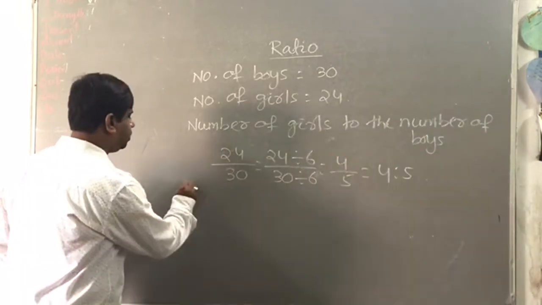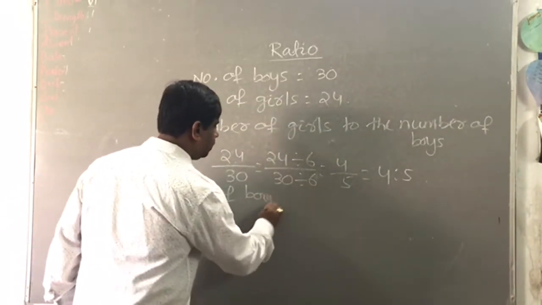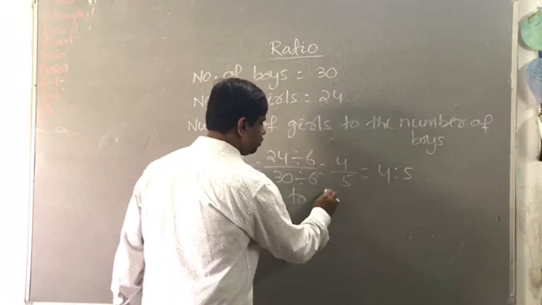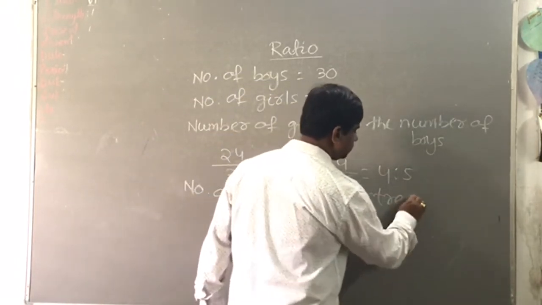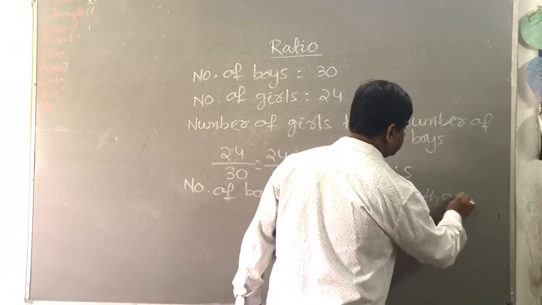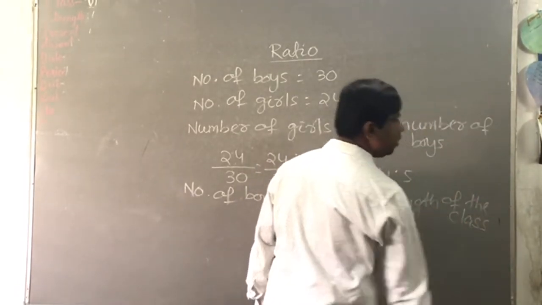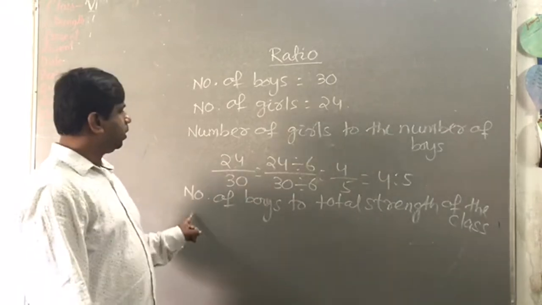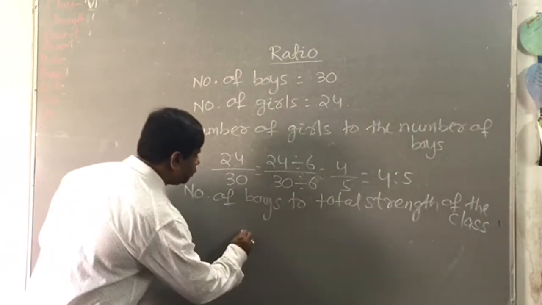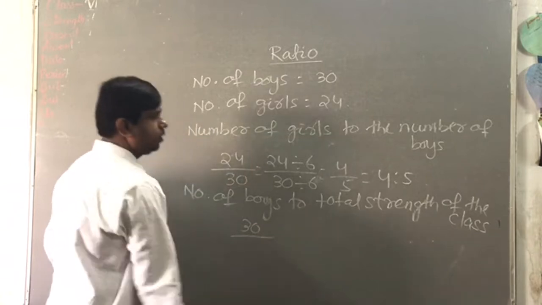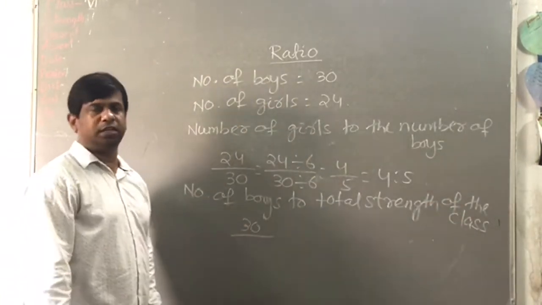If it is asked number of boys to total strength of the class, so in numerator part, what is to be written? The number of boys is to be written. So what is the number of boys? Number of boys is 30. What is the total strength of the class?